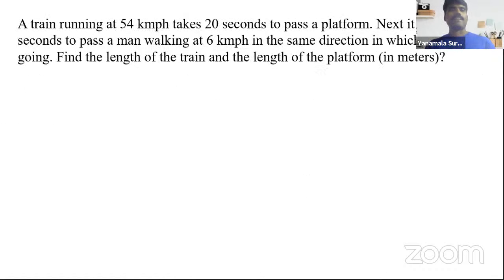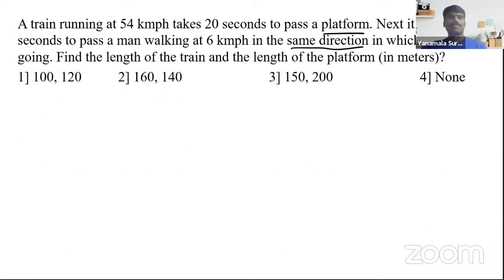A train running at 54 kilometers per hour takes 20 seconds to pass a platform. Okay, platform is nothing but case 2. Next, it takes 12 seconds to pass a man walking at 6 kilometers per hour in the same direction. Okay, this is case 4 in which the train is going. Now case 4, why did I say that? Because now the man is walking. That means obviously I should not consider length in terms of the man. Length is 0.